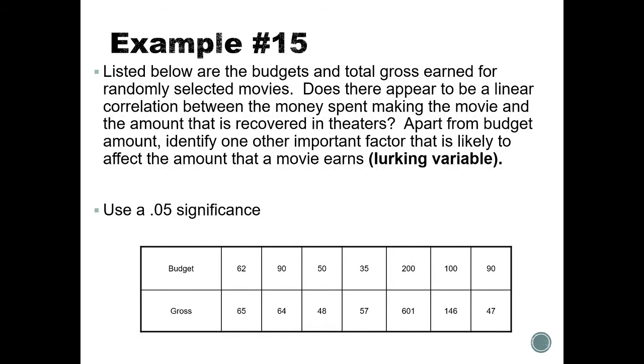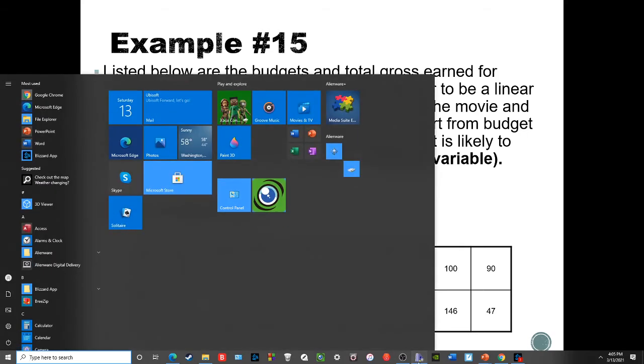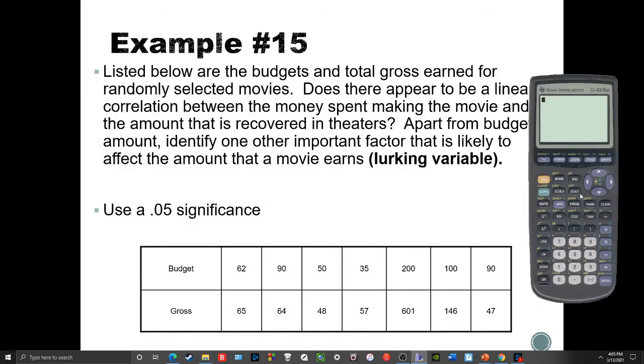So what about some other ones here? These are budgets and total grossing after randomly selected movies, and we want to figure out, is there a linear correlation? And it says, apart from the budget amount, identify one other important factor that might lead to the amount of money a movie earns. So we want to figure out, if you spend more money on a movie, is that linearly correlated with how much that movie will make? Remember, budget is how much you're going to spend on the movie, gross is how much it's going to make.